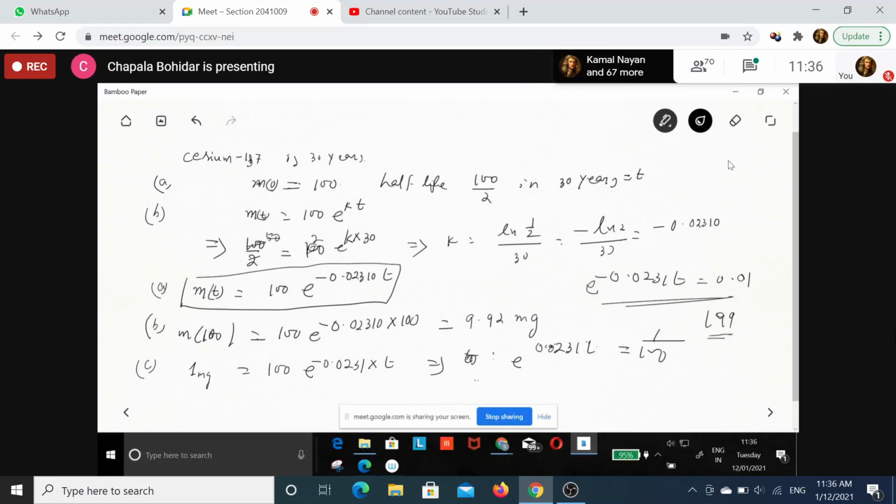The value of t is equal to how much you get? 199.31. 199 point something or 199 only? 0.3, that means it is years. So you have to write down the correct value up to some decimal. You have to write down 199.3 years. Okay? So you are correct.